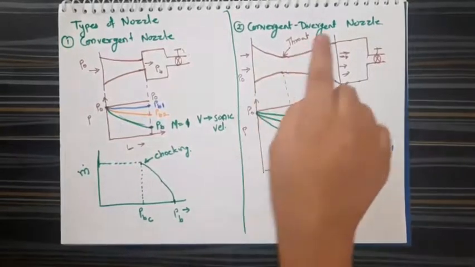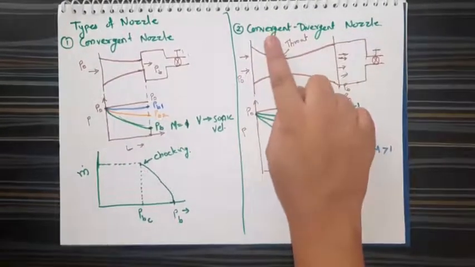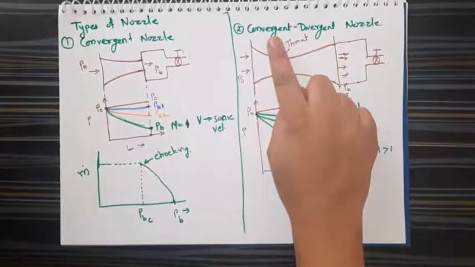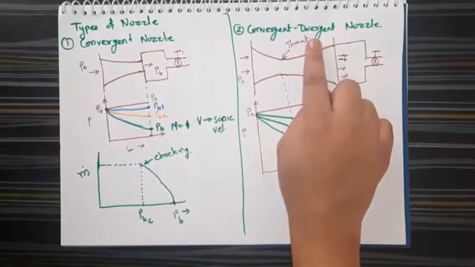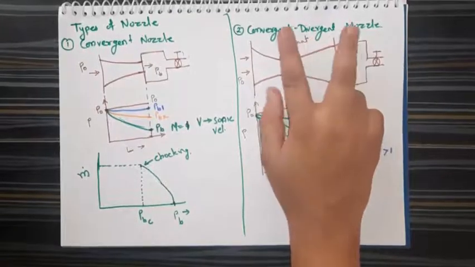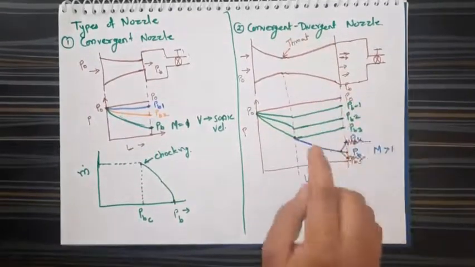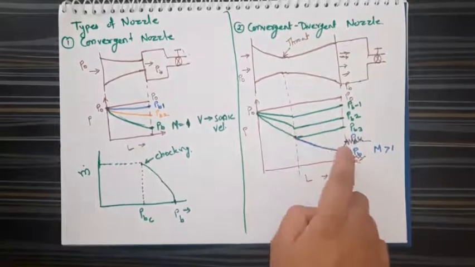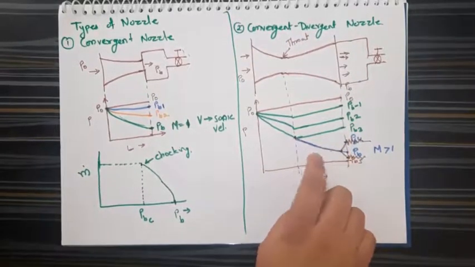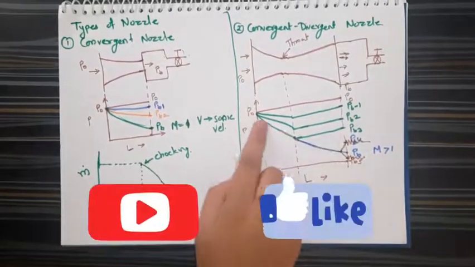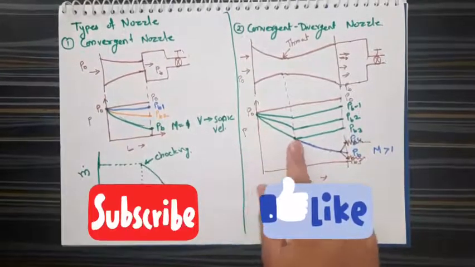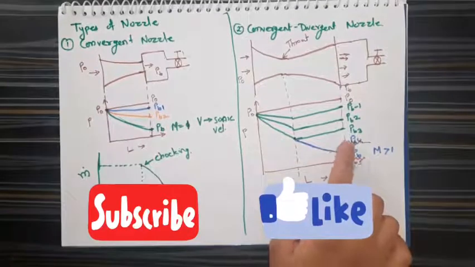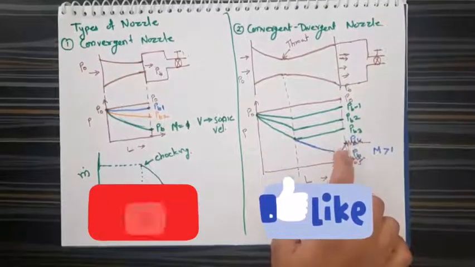As we know very well, in a convergent section pressure decreases and velocity increases, while in a divergent section pressure increases and velocity decreases. But when we combine them, we observe a unique performance, that is, pressure will further decrease beyond the sonic condition, and you will get the supersonic zone.